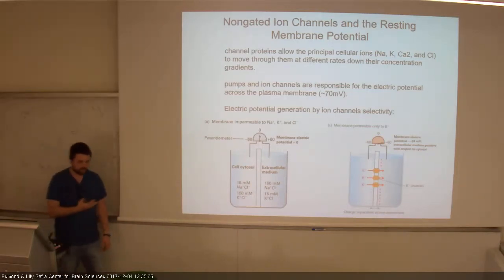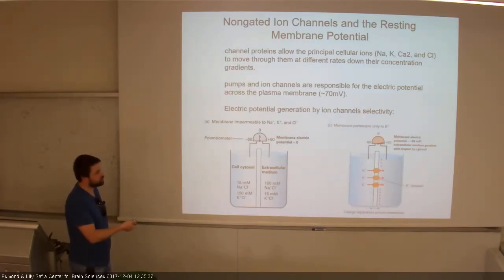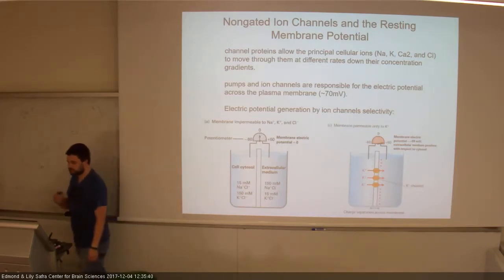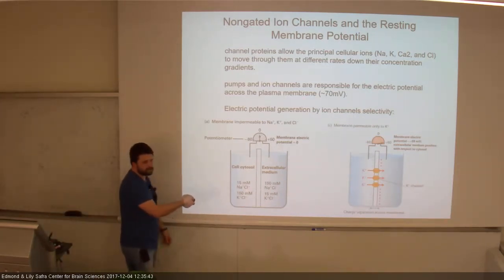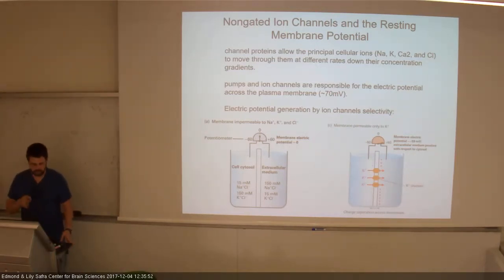And this is one of the first examples of how the cell can harness the concentration gradient as an energy source to maintain an electrical potential difference. Because if the cell didn't have this concentration difference, it would have no way to create this electrical difference. Okay? I know it can be a little confusing because a lot of times these terms are intermixed. This is not unique to neurons. It happens in all cells, but neurons specifically use it for a lot of different functions, including the action potential.